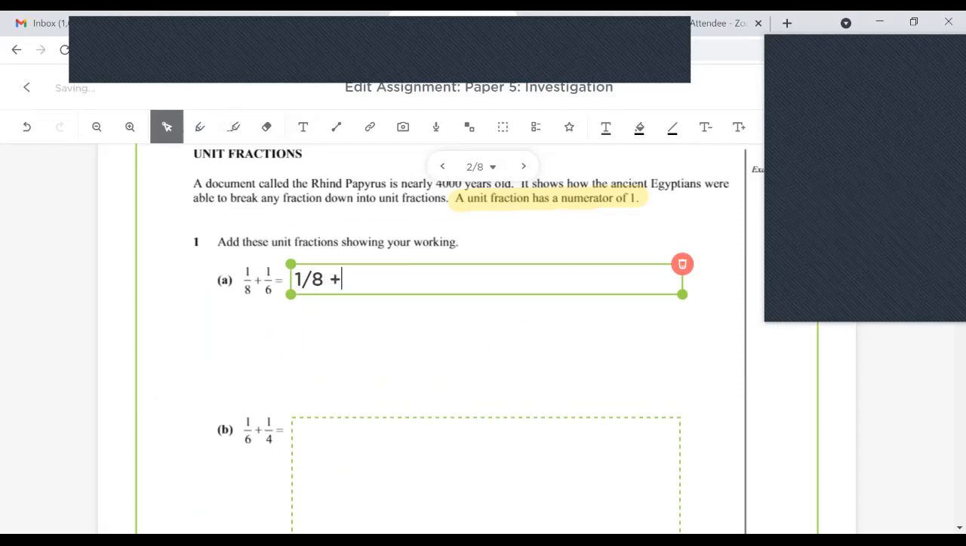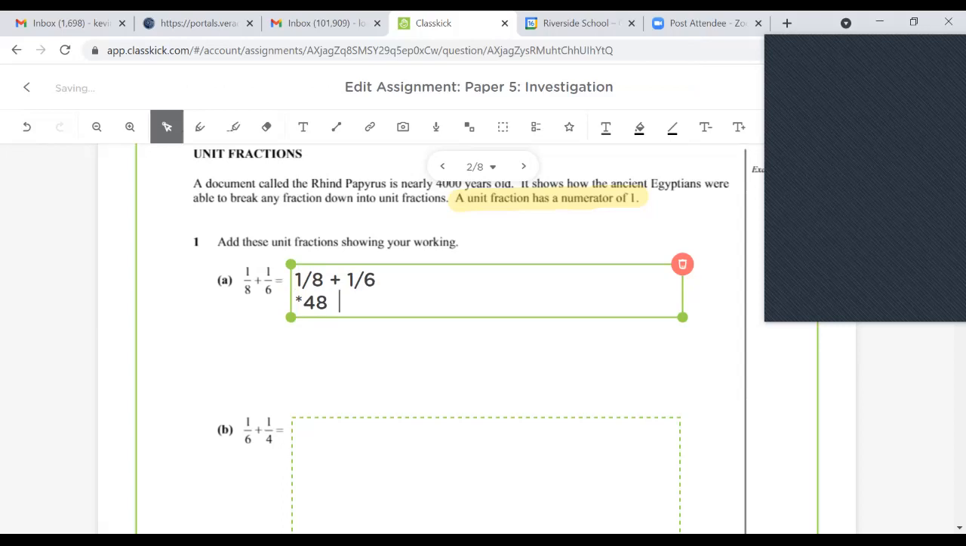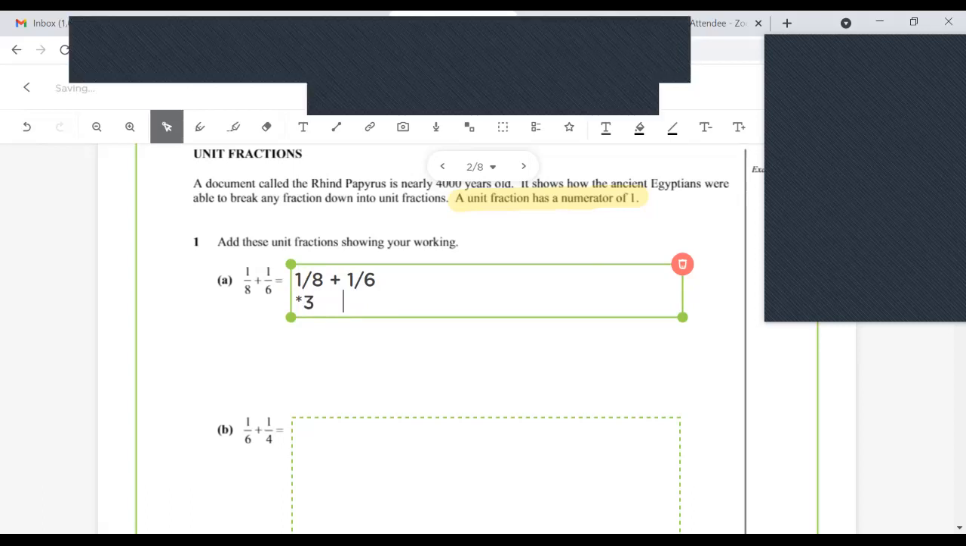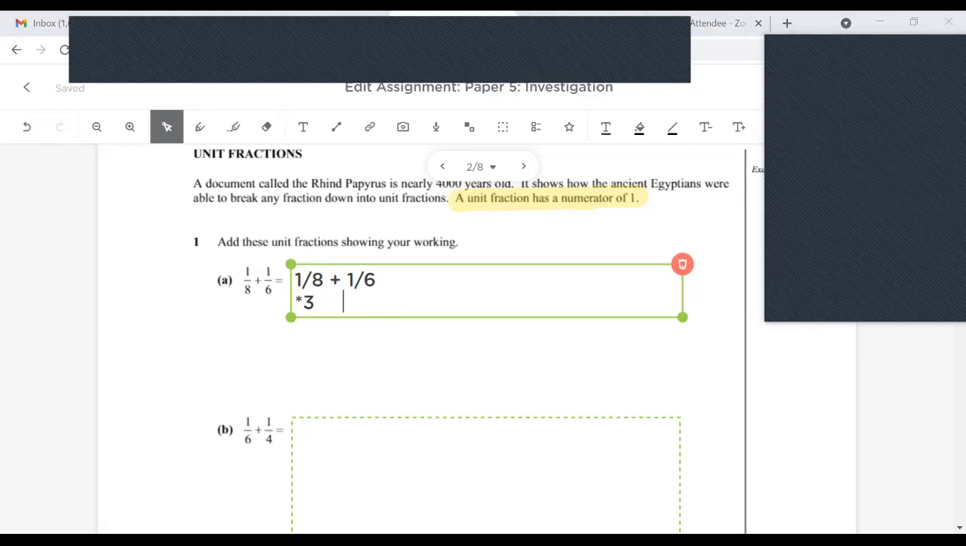1/8 plus 1/6. What denominator could I do for 8 and 6? Do you want the lowest common multiple? Yeah, lowest common multiple. We could do 48. There is an easier one than 48. Oh yeah, there's 24, no? 24, good. To get to 24, I multiply 8 by 3, and this side by 4. Good. So times 4.